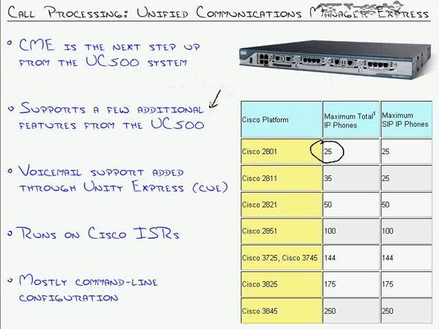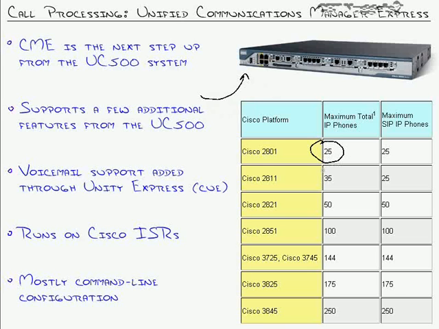Now it does support a few additional features from the UC500, nothing major, primarily just some email integration and things like that the UC500 doesn't do, but primarily the same features as the UC500. The difficulty that I'll say with Call Manager Express is there will be a learning curve on the configuration. The UC500 is meant to be the ultimate all-in-one device for somebody who's not super Cisco savvy, who doesn't get into the command line every day, who isn't familiar with iOS commands.